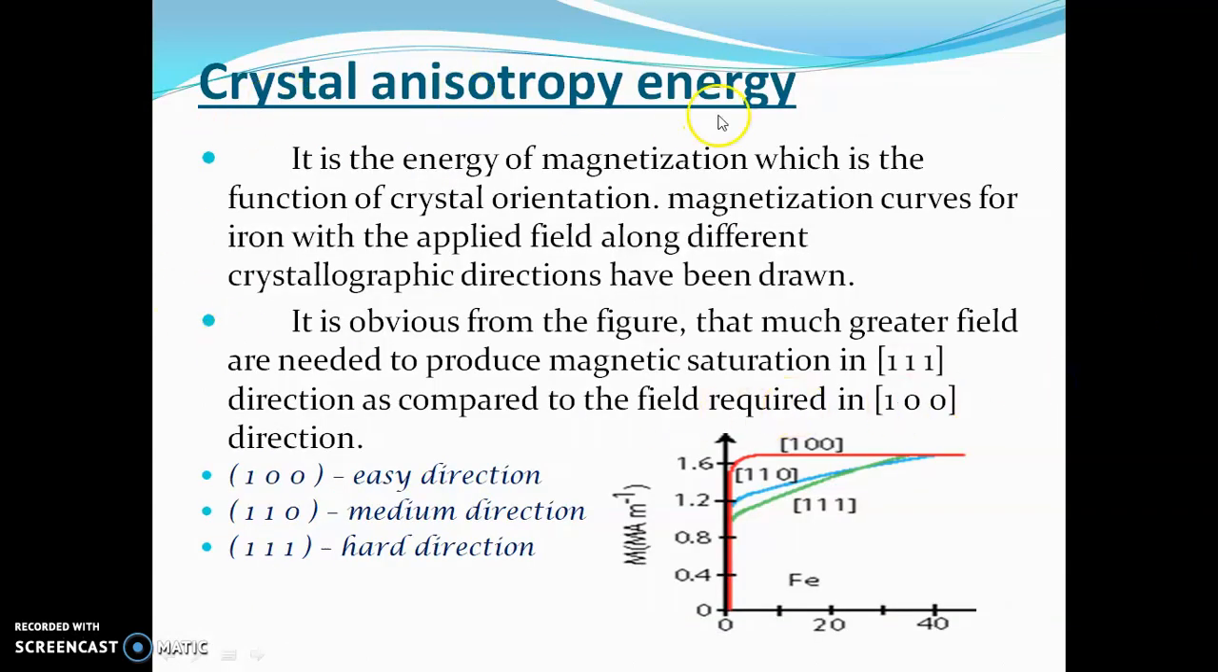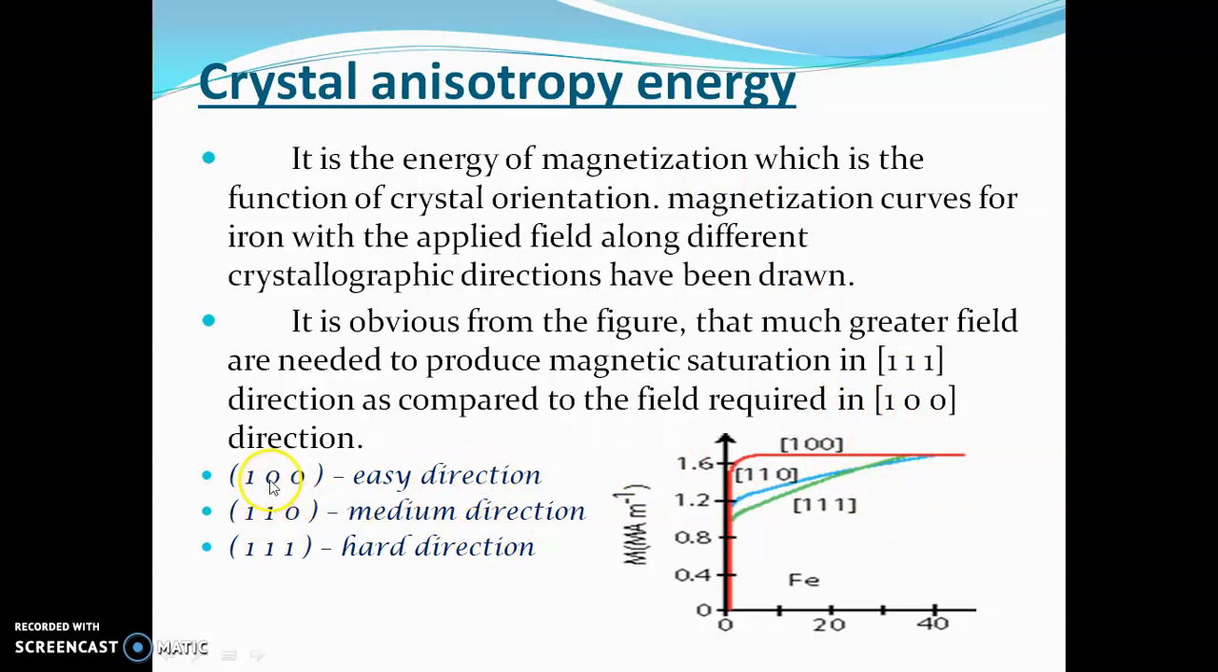Second one, crystal anisotropic energy. It is the energy of magnetization, which is a function of crystal orientation. The energy required to do magnetization is a function of crystal orientation. It depends upon the orientation of the crystal. So the energy required for magnetization varies.